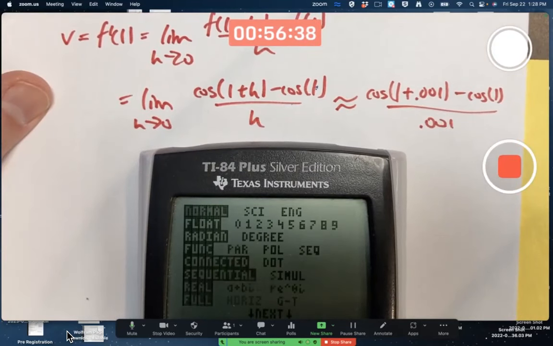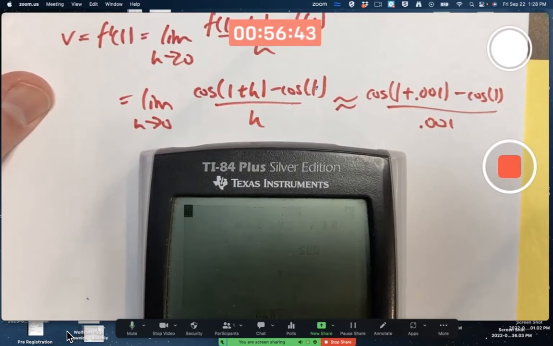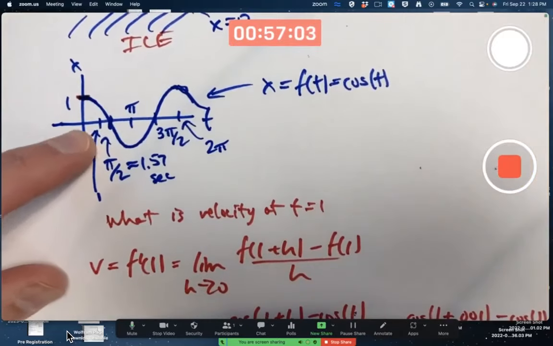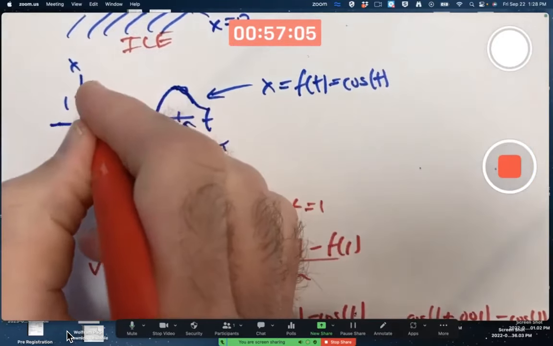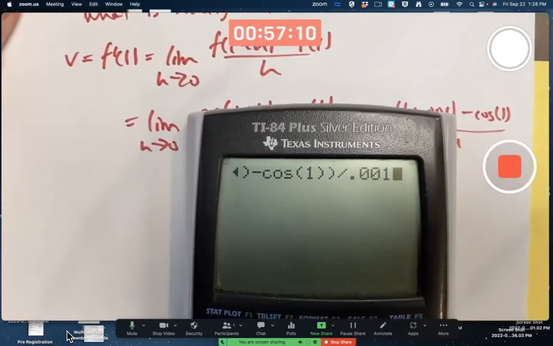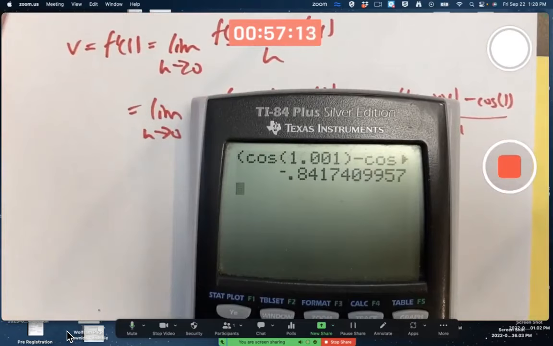Make sure you're in radian mode. If you're in degree mode, switch back to radian mode. I am in radian mode. Cosine of 1.001 minus cosine of 1, all divided by 0.001. h, I'm taking to be 0.001. What should it be? It should be negative, because that slope right there is negative. The velocity is the slope of the tangent line. This should be negative. Yes, about negative 0.84.